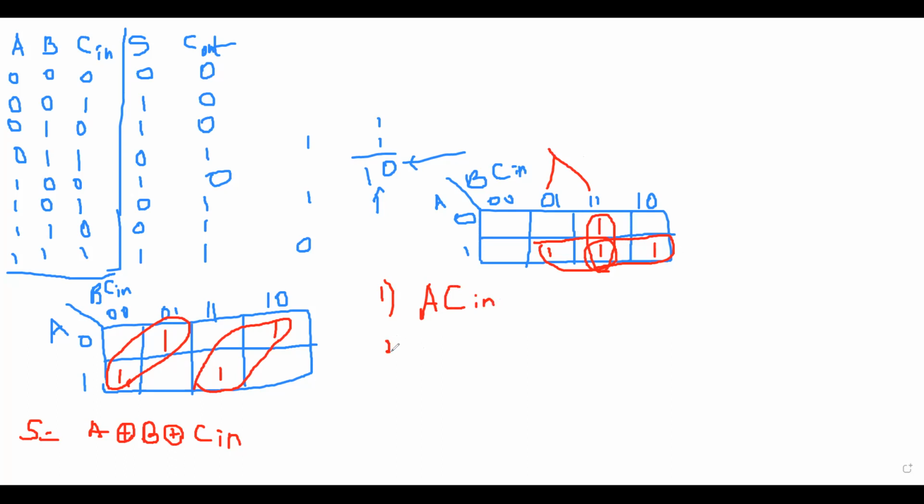Then for the second grouping, A is changing from 0 to 1. So I can't write this A. So B, C in. Now the last group. Here A didn't change and B also didn't change. Now those are added in this expression because it's a sum of products.